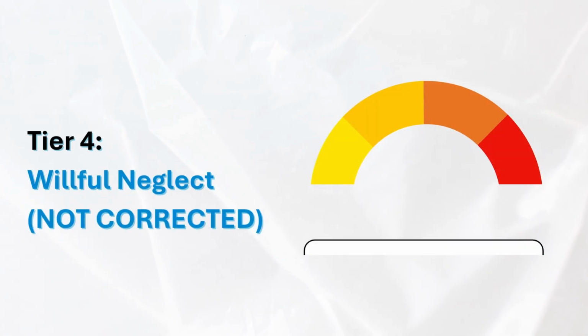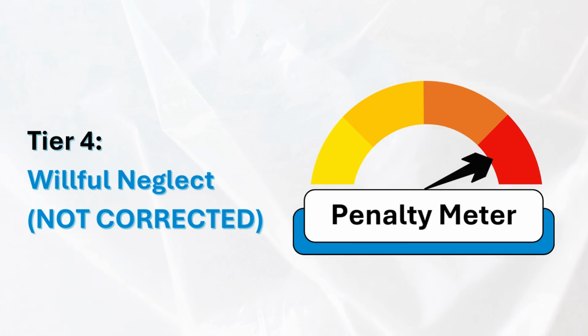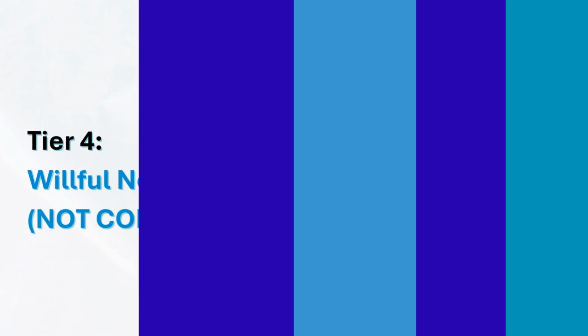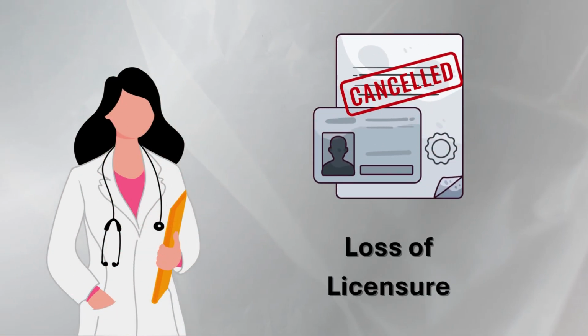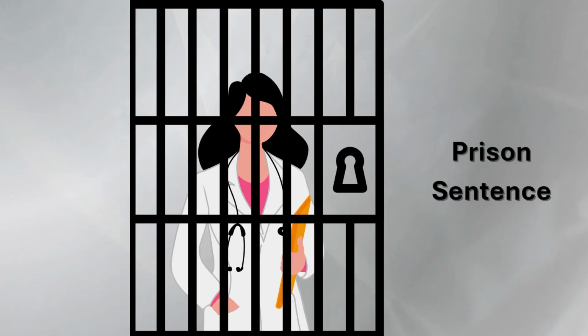Tier 4 is willful neglect that was ignored. This is when a known risk is ignored for too long. The penalty is $50,000 per violation, up to a maximum of $1.5 million per year. Beyond fines, violations can lead to termination of employment, loss of professional licensure, and even prison time.